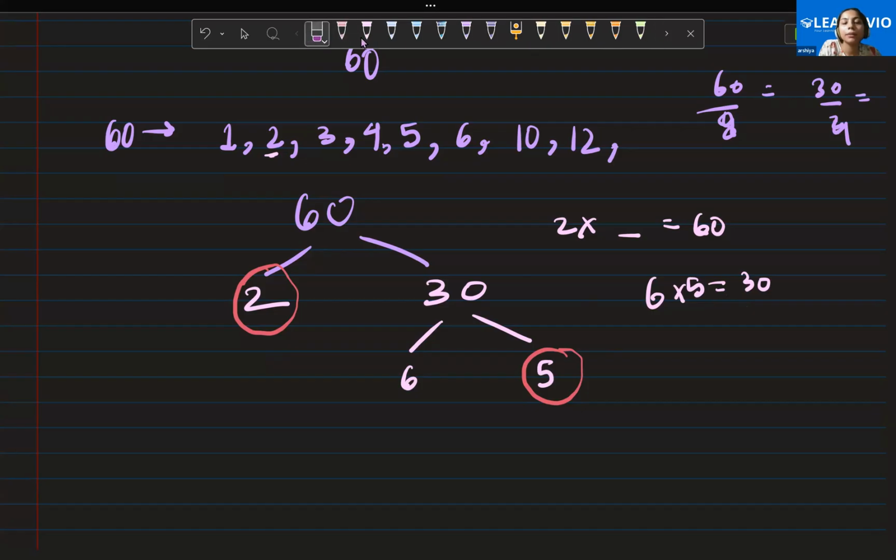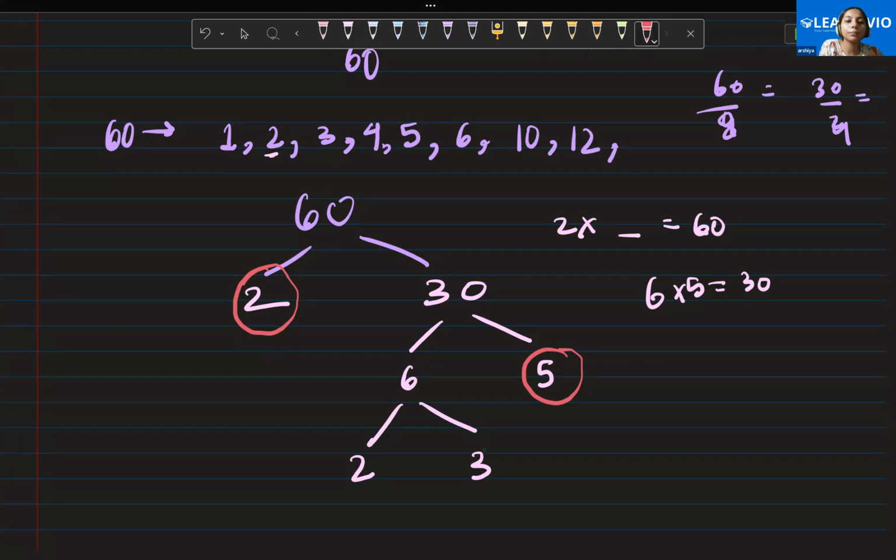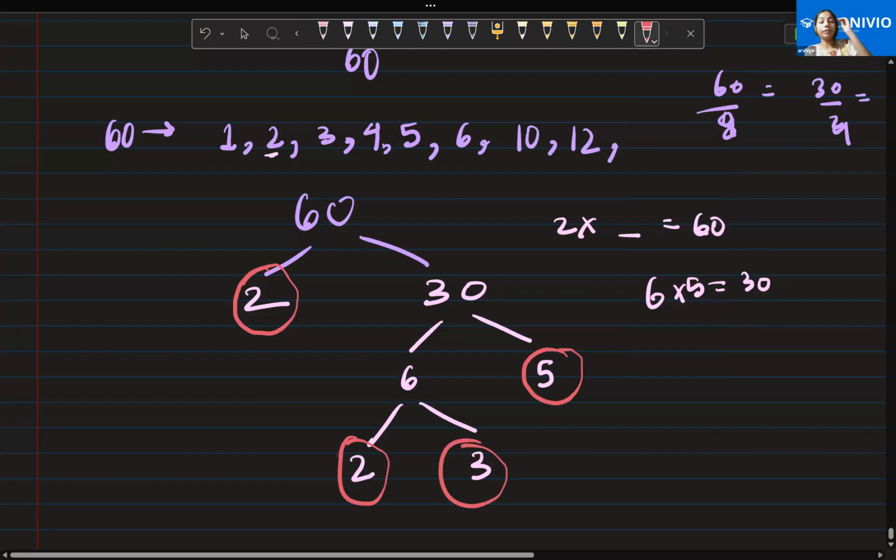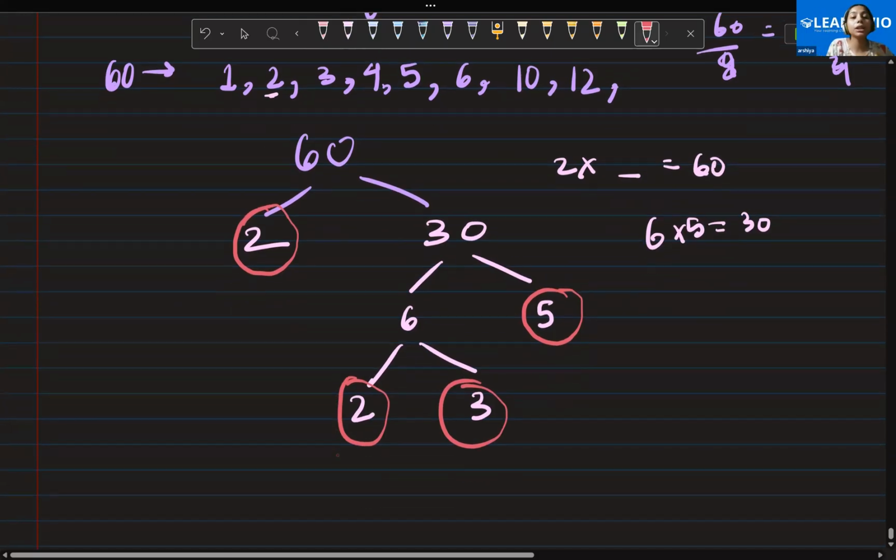Okay. Now, we have 6. Now 6 is not a prime number, so I'll divide again. And so 6 will get me 2 multiplied by 3. Now both of them are prime numbers, so I can circle both of them. Okay, so we just have to keep on dividing until we get the prime numbers.